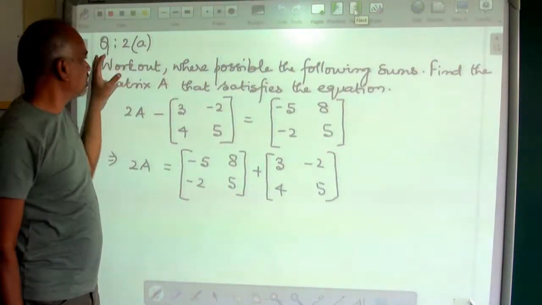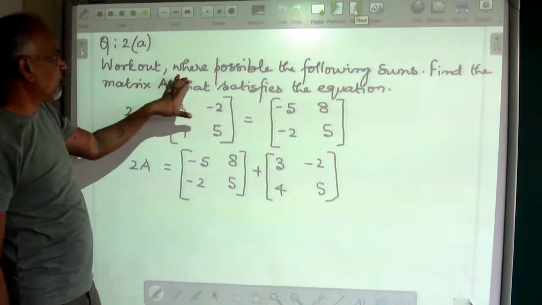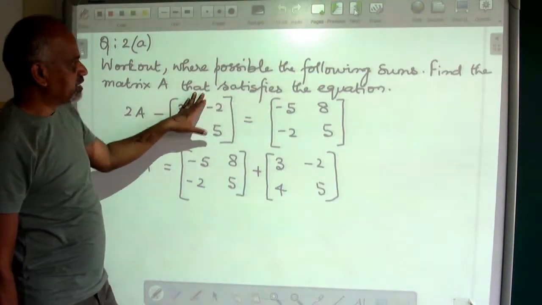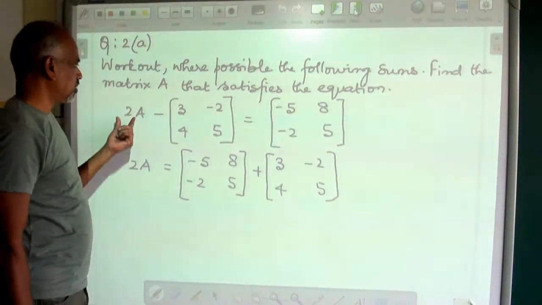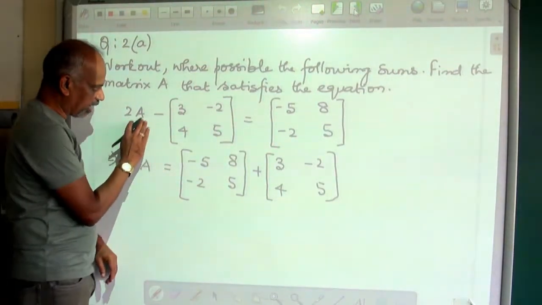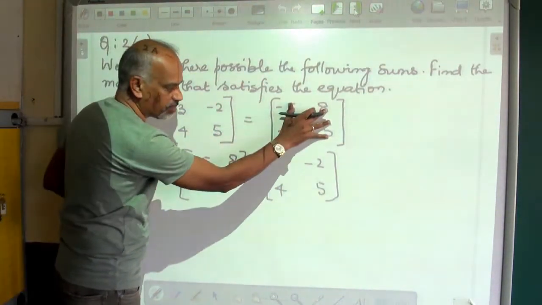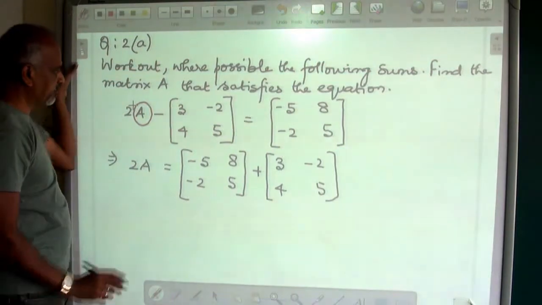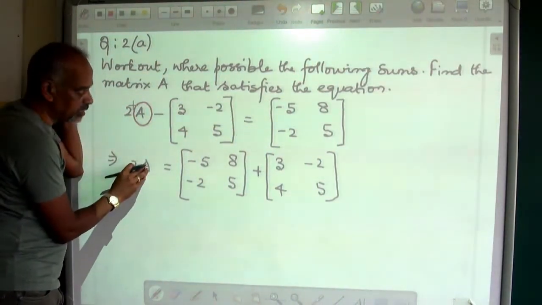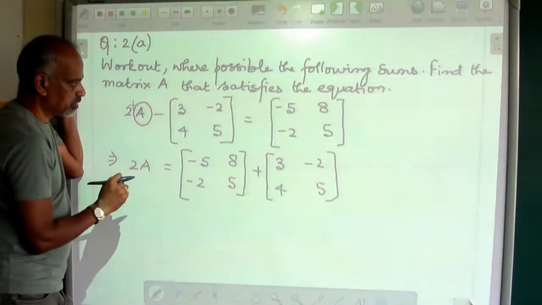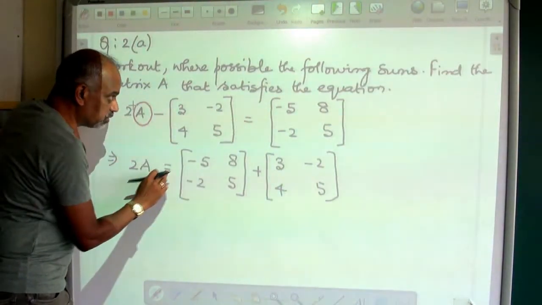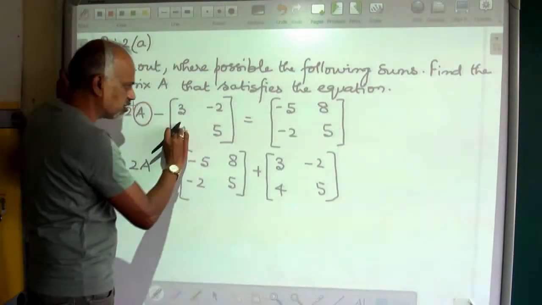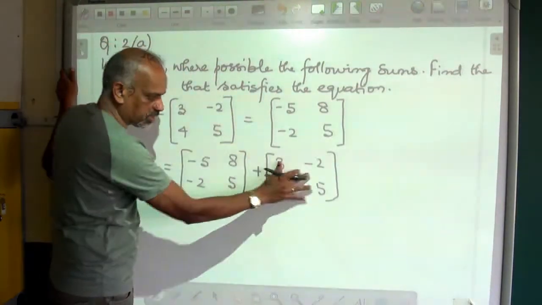This is from the same exercise. Question 2a. Work out, where possible, the following sums. Find matrix A that satisfies the equation. This is the equation that is given. 2A minus this matrix is equal to this matrix. And you have to find the value of A. So what I'll do is, I'll keep the 2A on one side and shift this matrix to the other side. So 2A is equal to, this was already there, this matrix that I have written here. And when this goes that side, this was minus. When this goes that side, it becomes plus this matrix.